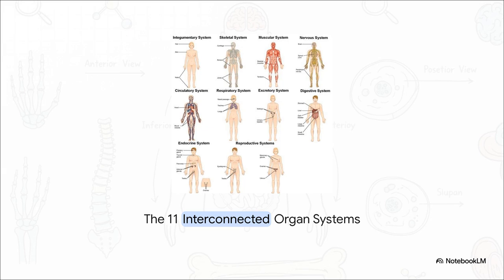Now, while we study these 11 systems individually to make things easier, the absolute most important concept in physiology is that they all interrelate. They work together in constant, dynamic harmony to maintain a stable internal environment no matter what crazy stuff is happening on the outside. And that delicate, incredibly crucial, life-sustaining balance, that is known as homeostasis.